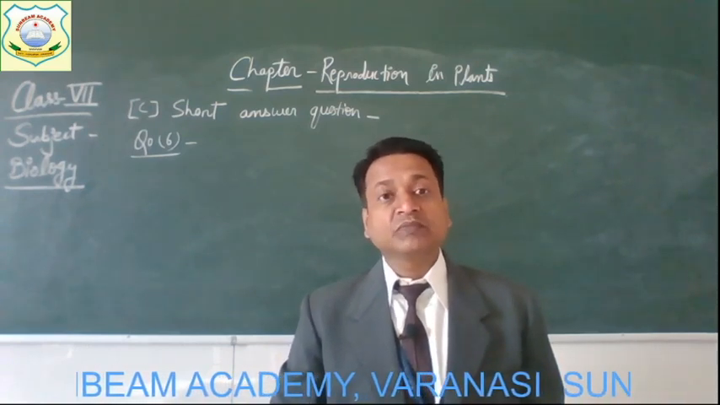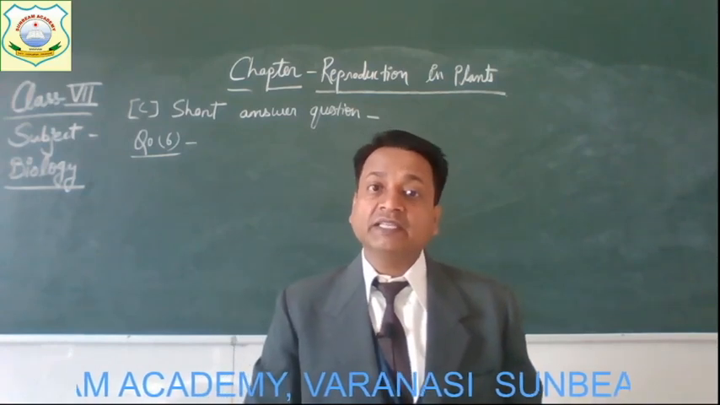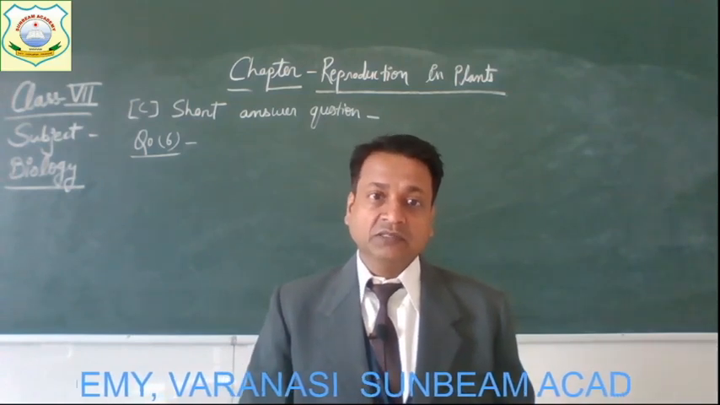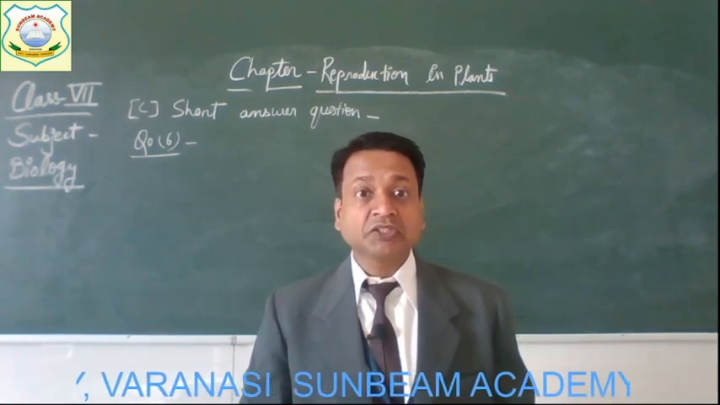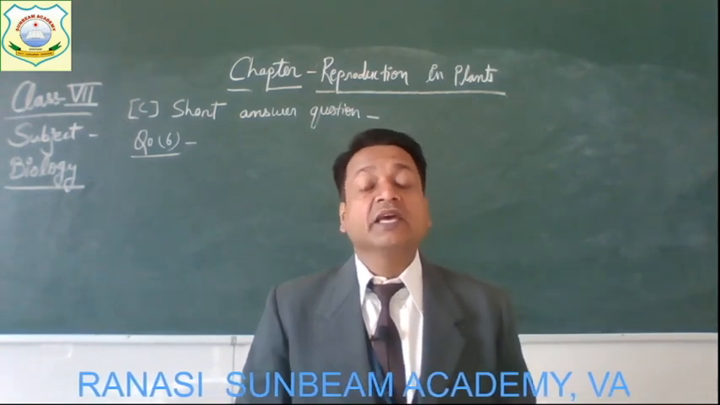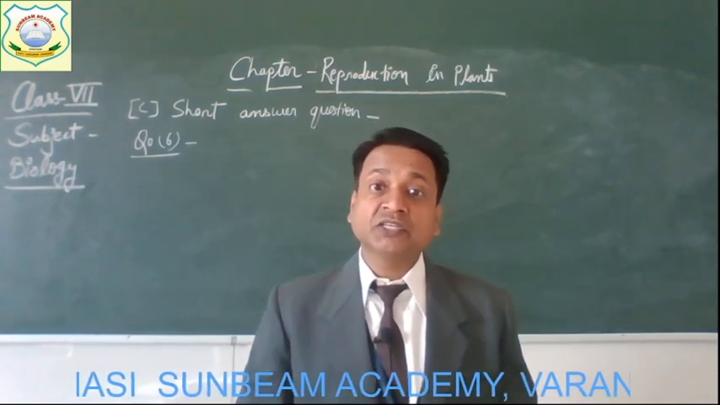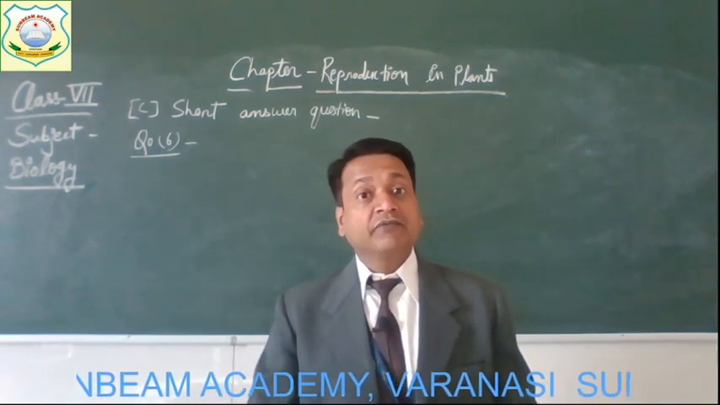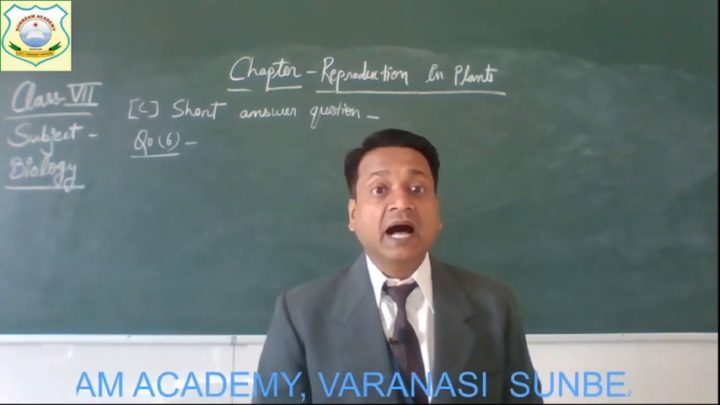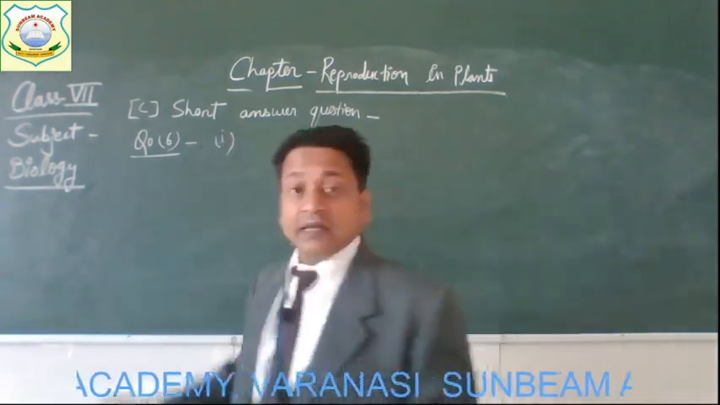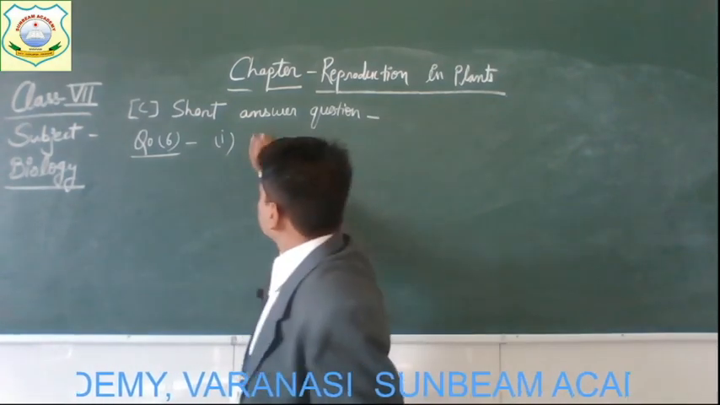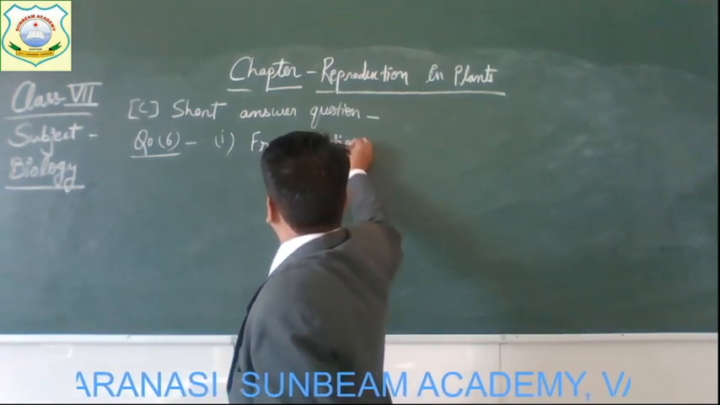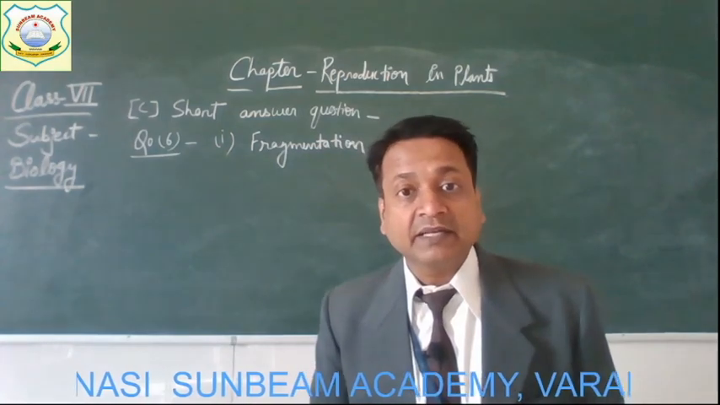And the question is, list the different kinds of asexual reproduction in plants, giving one example of each. Understood, children? In this question, you have to write the different kinds of asexual reproduction in plants. So the different kinds of asexual reproduction in plants are, the first one is fragmentation. And the example of this method is spirogyra.